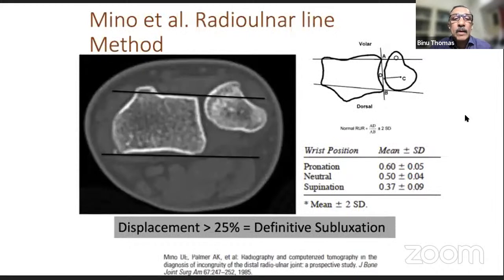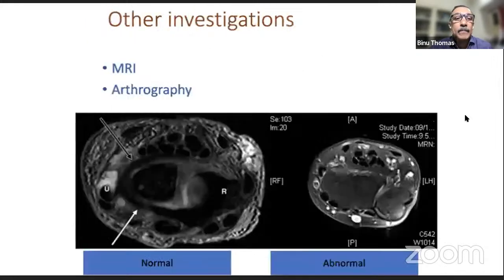There are a number of ways. This is a common method, the radioulnar line method. Whenever you see that the displacement of the ulna is more than 25%, you call it a definite subluxation. So that is Binu et al.'s radioulnar line method. So look for this in the CT scan.